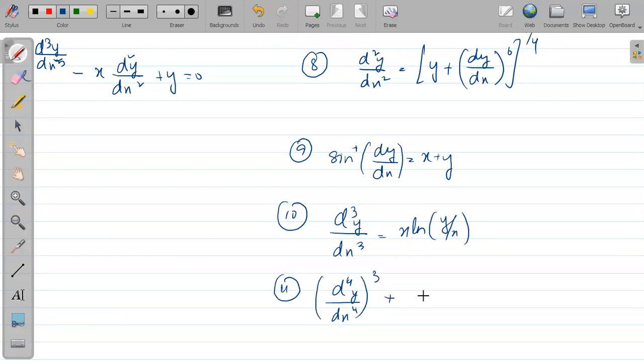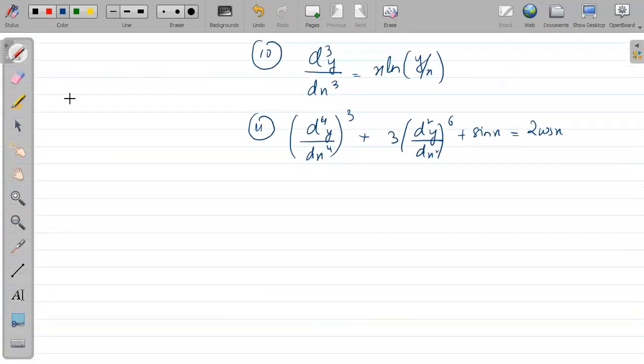So ninth one, is it sine inverse or sine? Sine inverse. Sine inverse it is. Keep answering quickly. I will give you some time, and in that time you have to tell me.